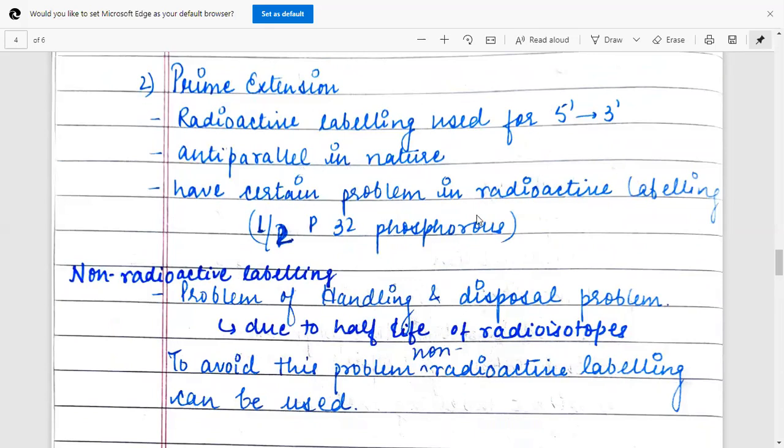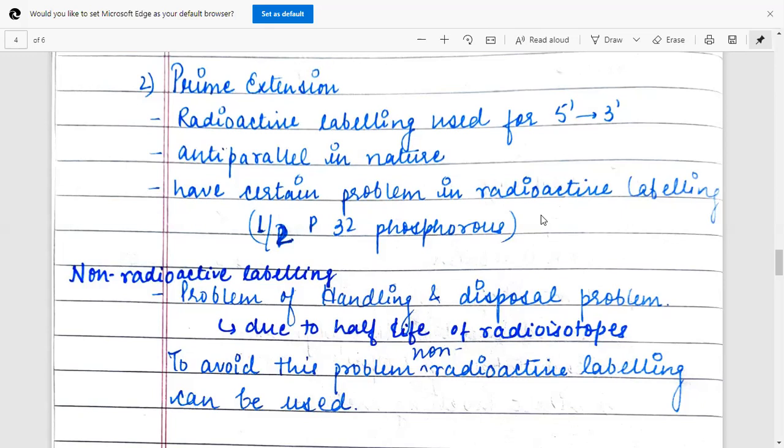Anti-parallel nature. There are also certain problems while using radioactive labeling. The first one is a handling problem, since this is radioactive. Another problem is that the half-life of this phosphorus is short. By the time we are going to utilize it for our purpose, it is going to be disintegrated. So we have to take care of that also.